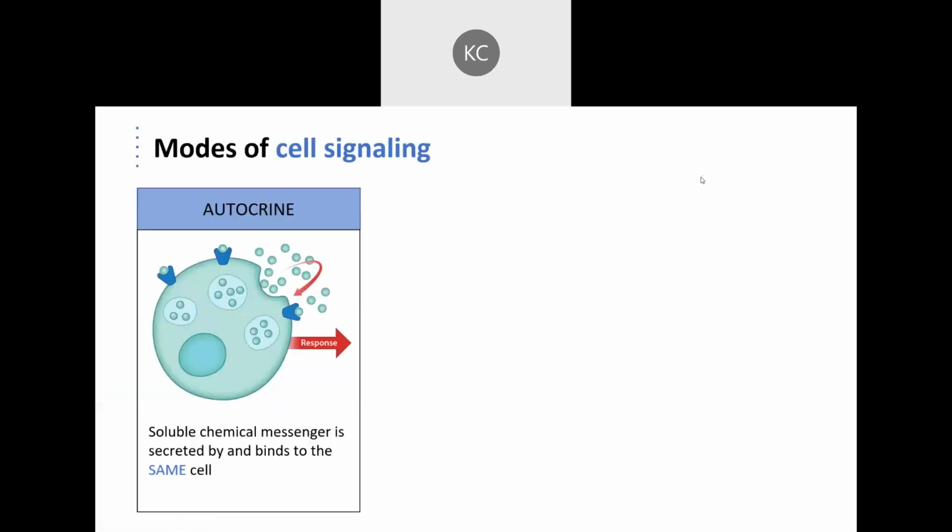So when we talk about cell signaling, we're essentially talking about how do cells talk with each other? How does one cell communicate with itself? How does the cell communicate with the cell next to it? How does the cell communicate with cells in a different part of the body?